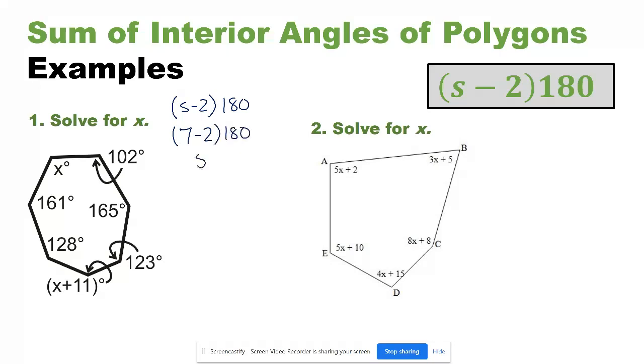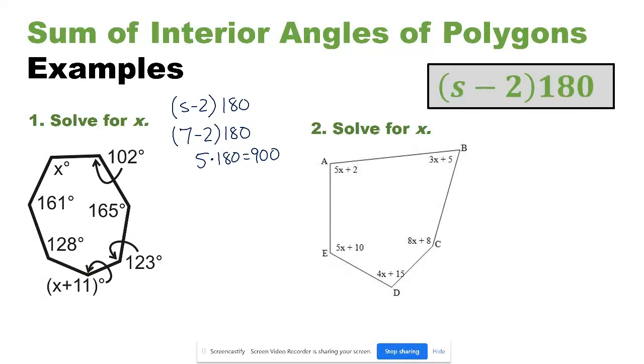7 minus 2 is 5. 5 times 180 is 900 degrees. So these angles add up to 900 degrees. So that's the first thing we need to know to be able to work this out. The second thing we need to do, like we've done a lot with triangles, is add up all of our angles.